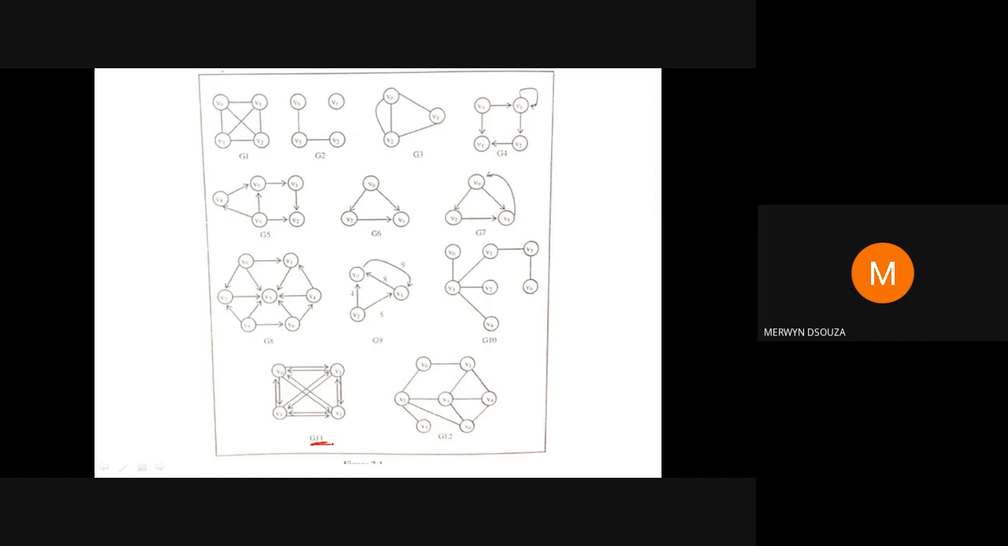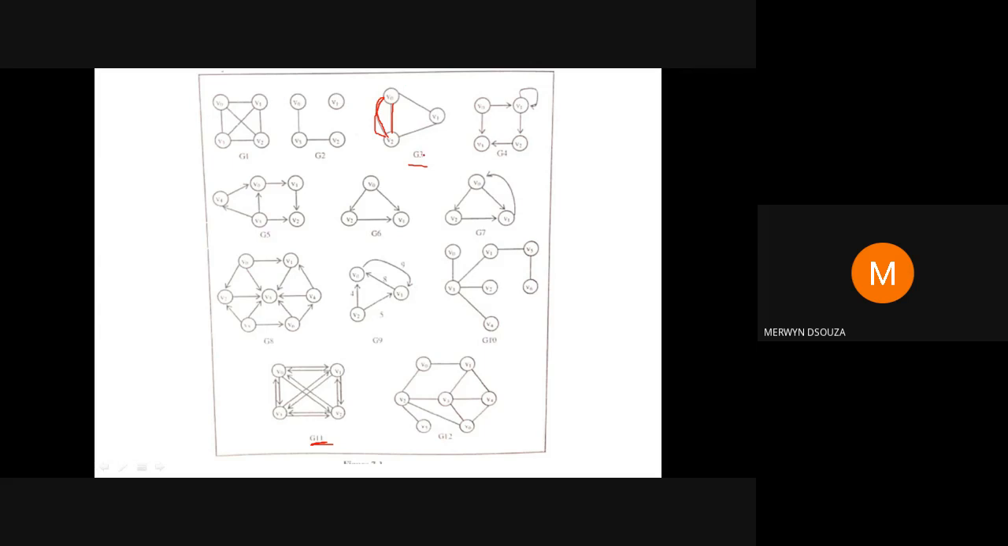Next definition, multiple edges. If there is more than one edge between a pair of vertices, then those edges will be known as multiple edges or parallel edges. You can see this graph G3. There's one edge here and there's another edge here. So there is more than one edge between the same pair of vertices, therefore they will be known as multiple edges or parallel edges.